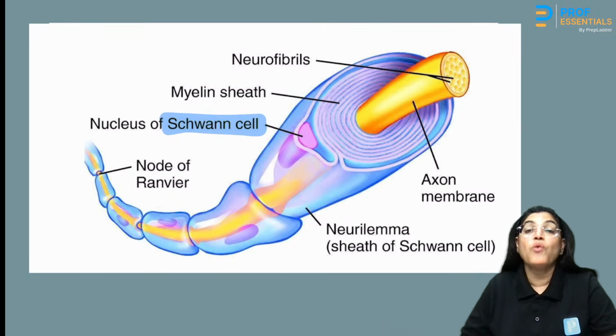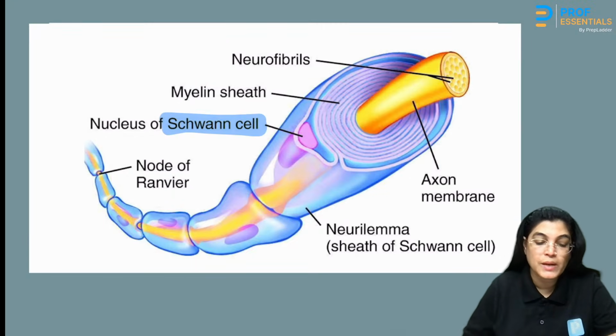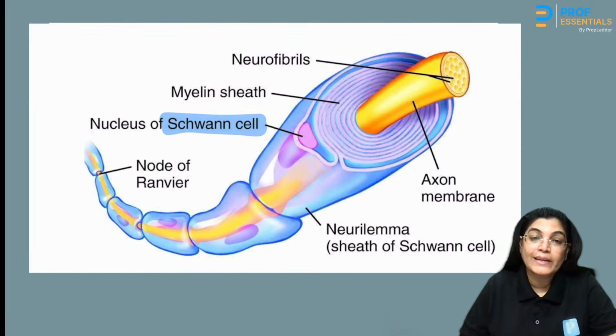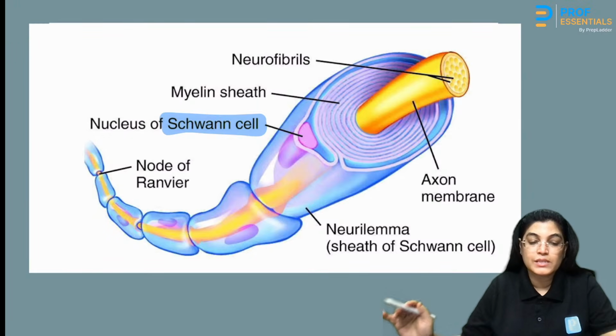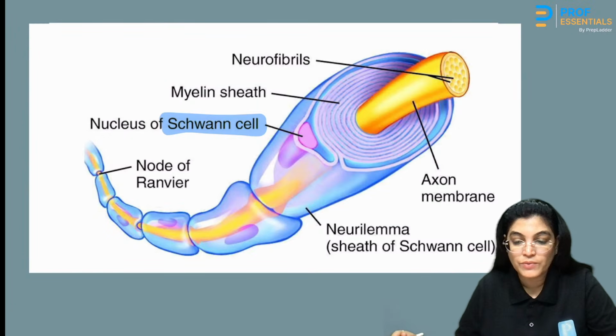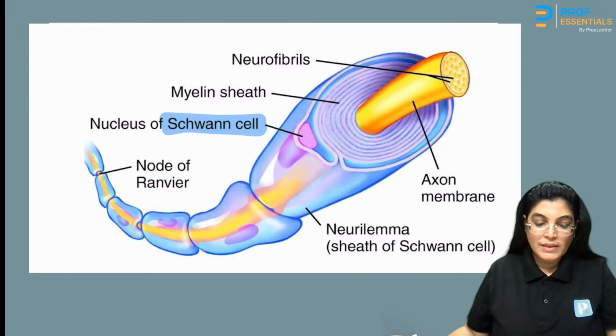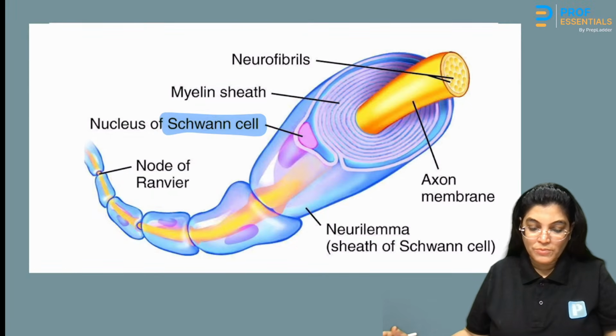Schwann cells form the myelin sheath in the peripheral nervous system. And oligodendrocyte cells form the myelin sheath in the central nervous system. This is again very important for you to note down.